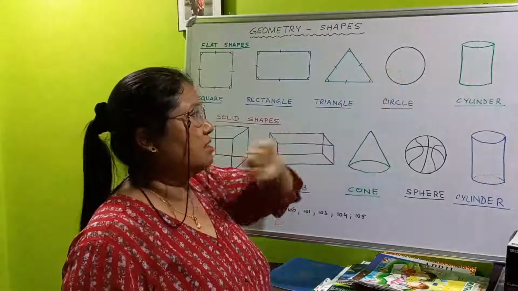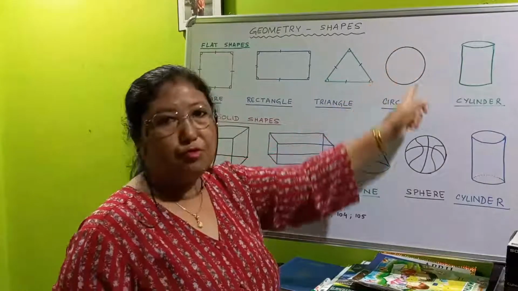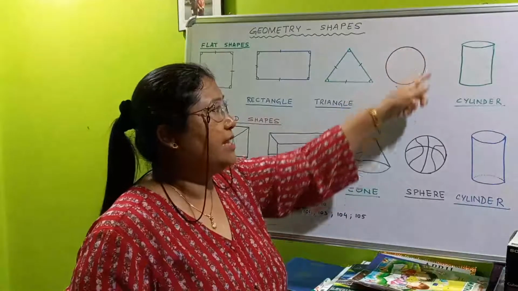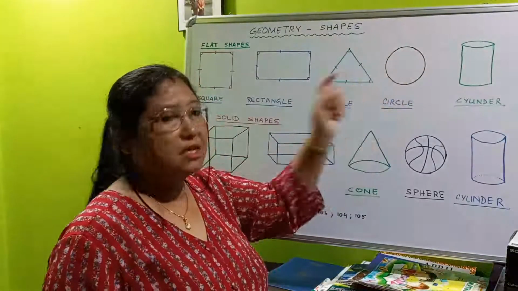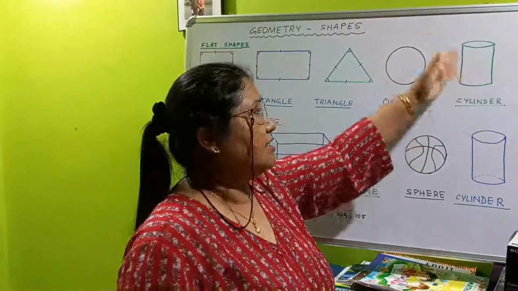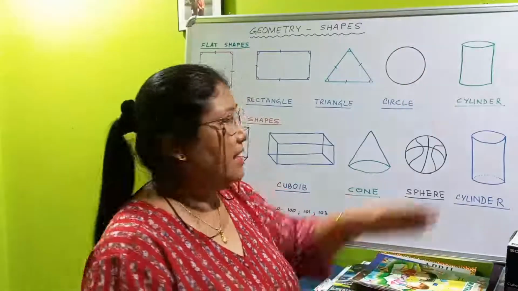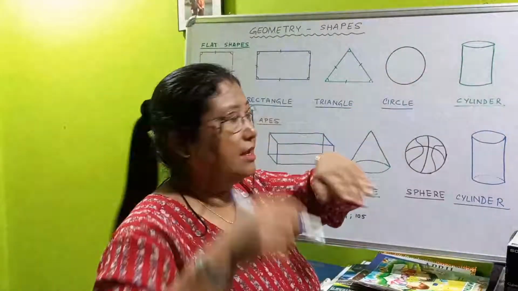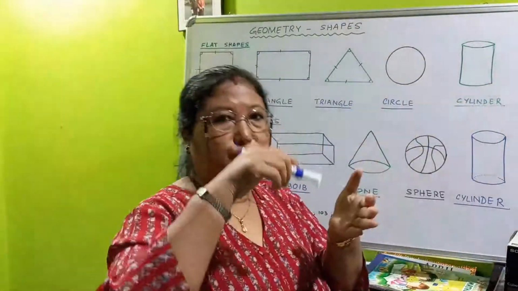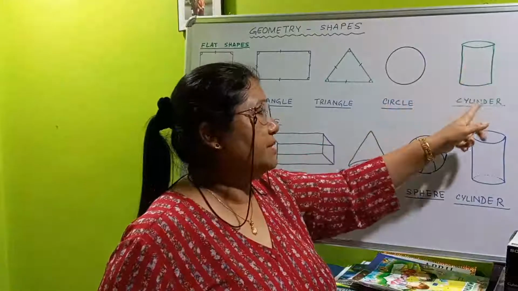Now next is the circle. This circle is also just an outline. It starts from one point and it ends at the same point. So this kind of outline is called a circle. Now another is the cylinder. This kind of shape has a circular round on top, and down also it has a circular shape. So this kind of shape is called a cylinder.